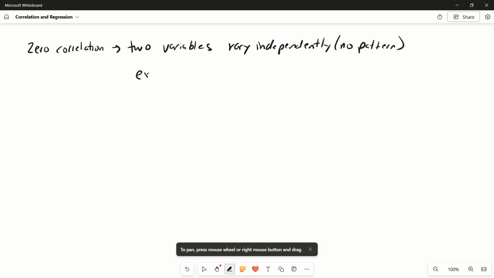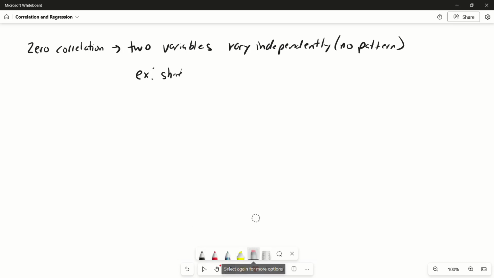So a good example of this, shoe size, so common one I always use, shoe size and IQ. So there really is no relationship. Shoe size and IQ. They don't go together at all, right? So when two variables don't go together at all, they have a zero correlation or no correlation.